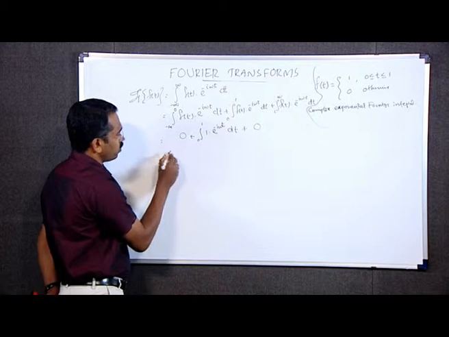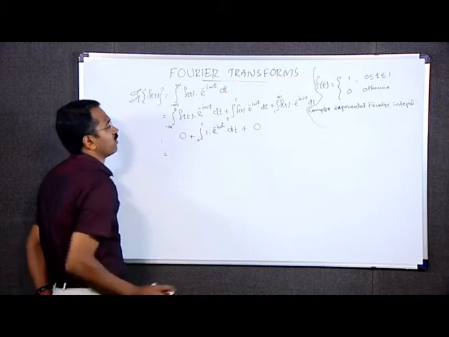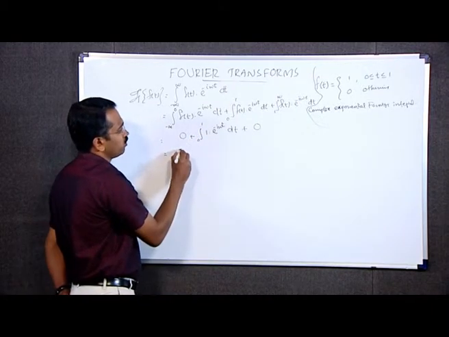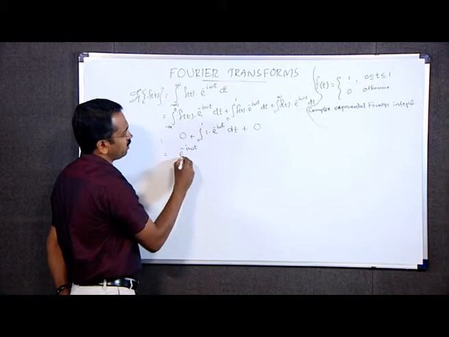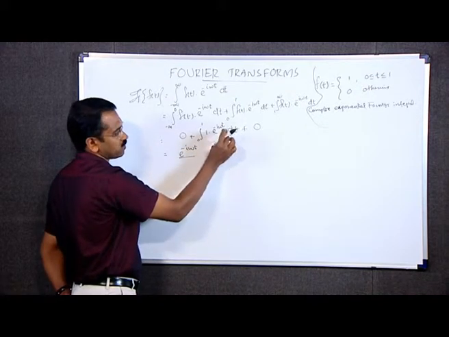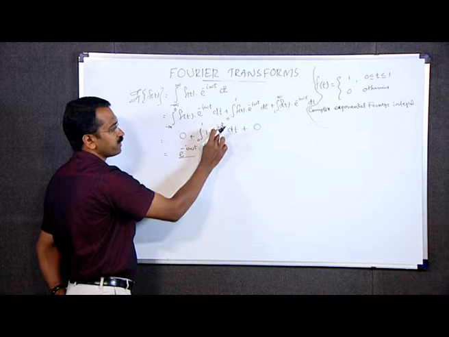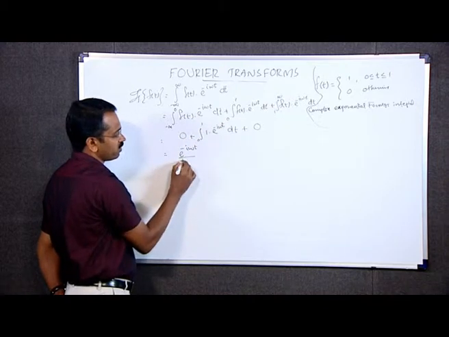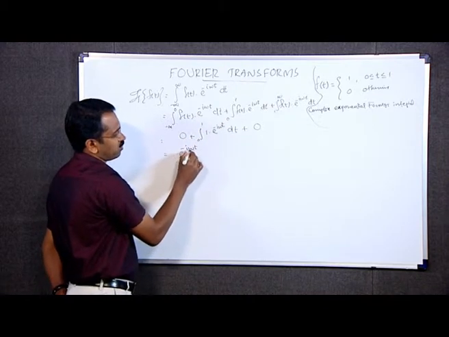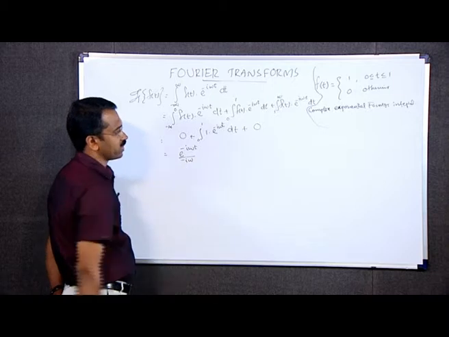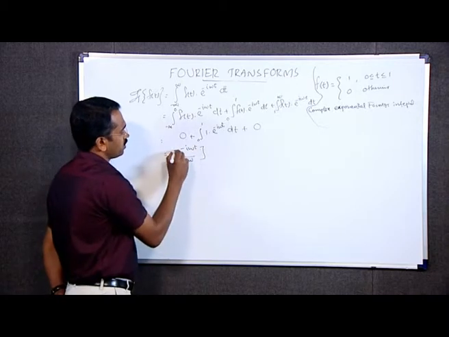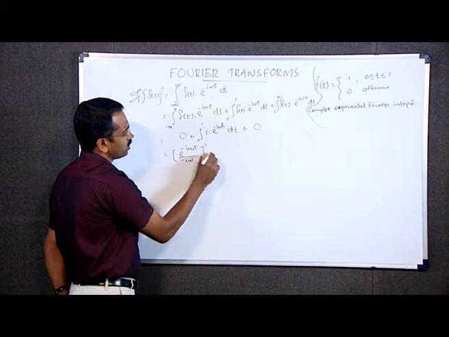This is equal to 1 into the integration, we get e raised to minus I omega t divided by, here the integration is with respect to t, the coefficient of t is minus I omega, therefore we have to divide e raised to minus I omega t by minus I omega between the limits 0 and 1.